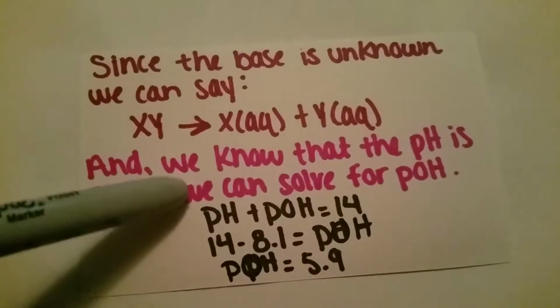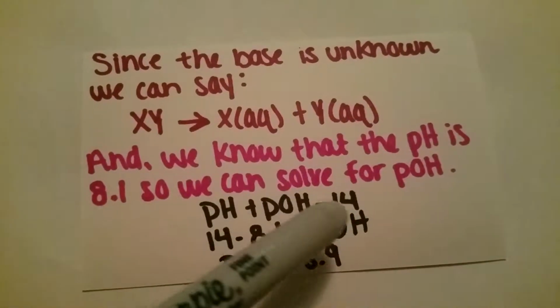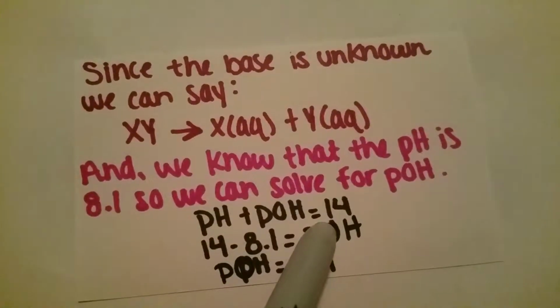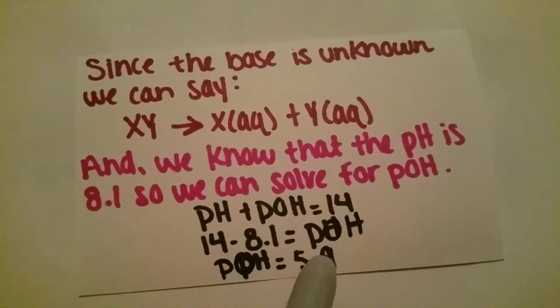We can use this formula to do this. pH plus pOH is equal to 14. 14 minus 8.1 will give us the value of pOH. Therefore, pOH is equal to 5.9.